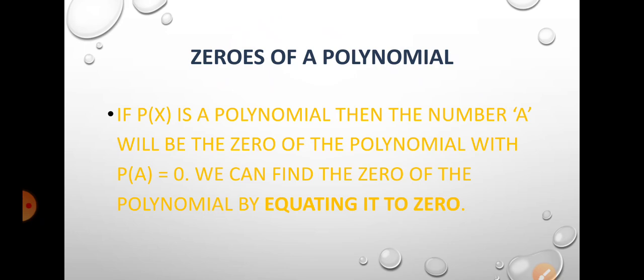As the name suggests, zeros of a polynomial means the number that makes the polynomial equal to 0. And here, what is the definition written? If p(x) is a polynomial, then the number a will be the zero of the polynomial if p(a) is equal to 0.